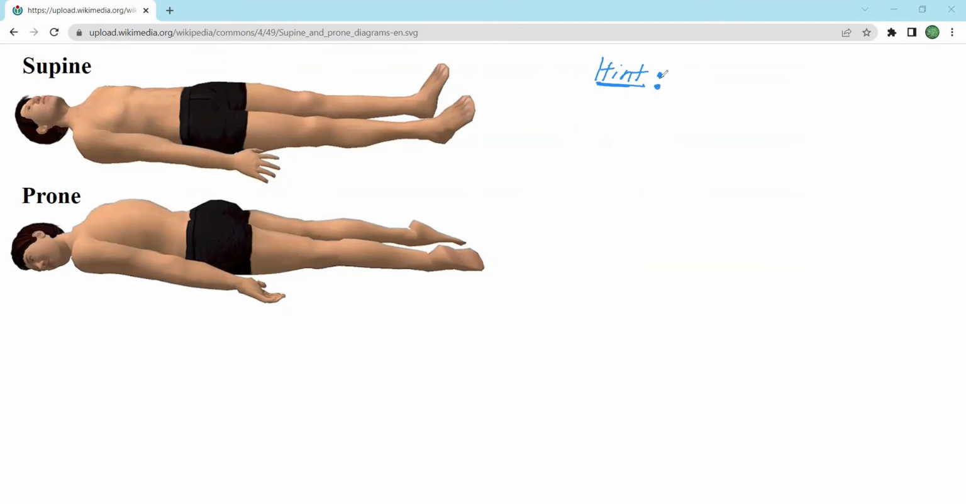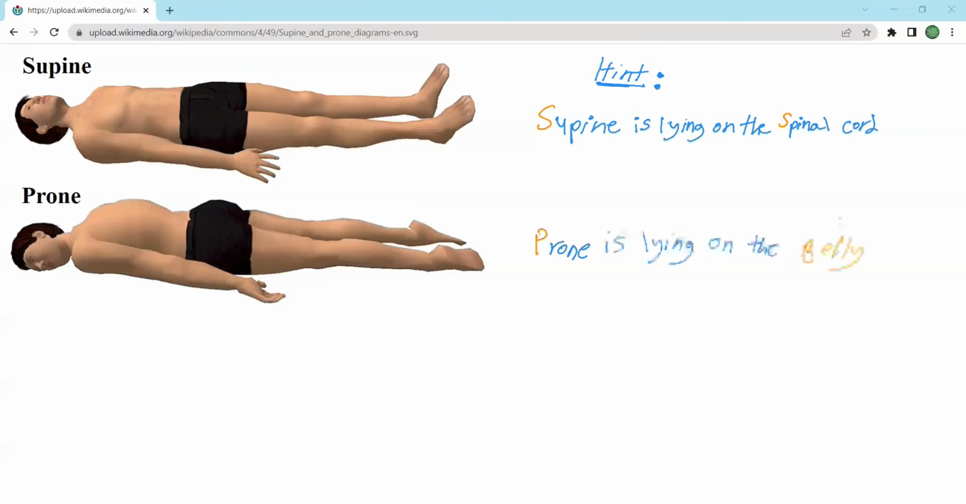Supine and prone. Hint for you, supine is lying on the spinal cord. Prone is lying on the belly. As easy as that. No need to have figures for them.